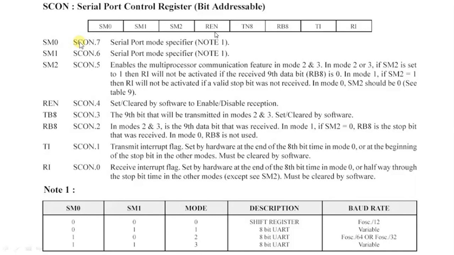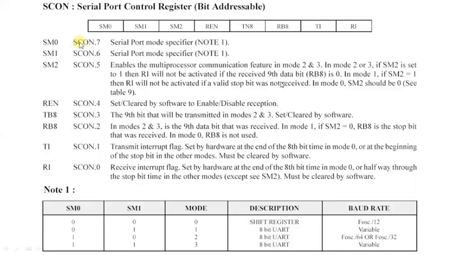What is this REN pin? This REN pin will be set or cleared by the software to enable or disable the reception. What is meant by reception? We are going to receive the data, right? We should enable this particular bit to receive the data. So this REN pin should be made as 1, right?